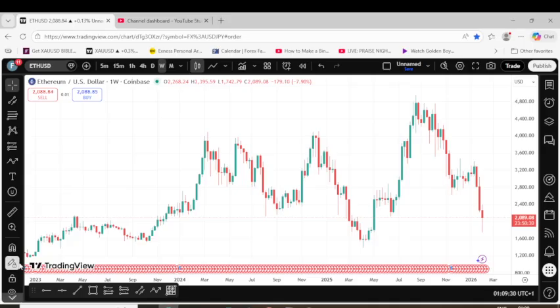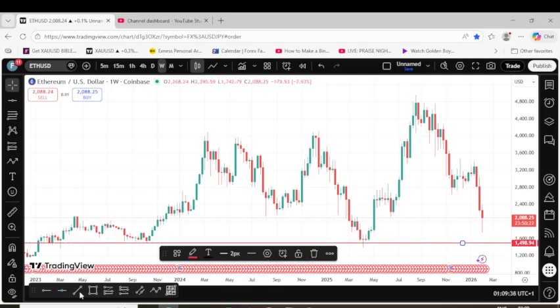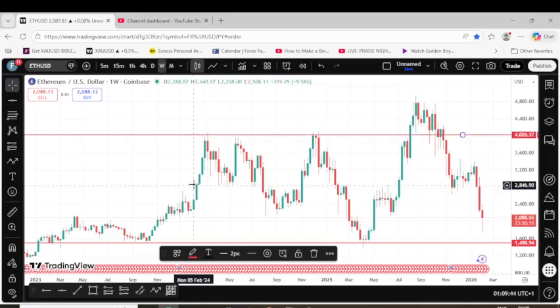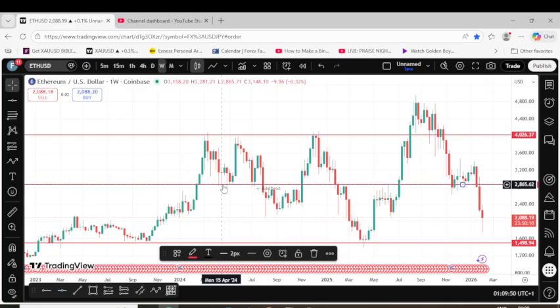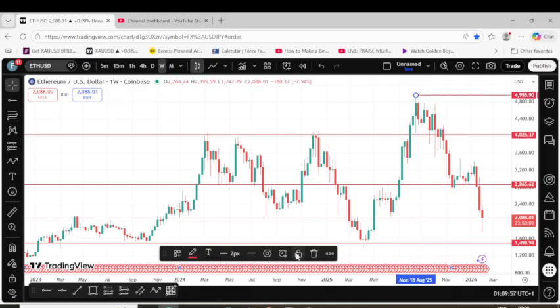Good morning, everyone. Today we're going to be doing top to bottom analysis on Ethereum US dollar. As usual, we'll start by identifying our zones. Our zones are support and resistance levels on higher time frames, such as the weekly time frame that we're at now. Anywhere we can find support and resistance levels, we'll identify them as our zones.